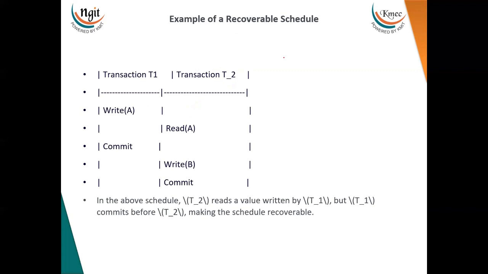When can you say that the schedule is recoverable? This is the example which we have. Here we have two transactions, namely T1 and T2. Now here you can see T2 reads a value written by T1, but T1 commits before T2.